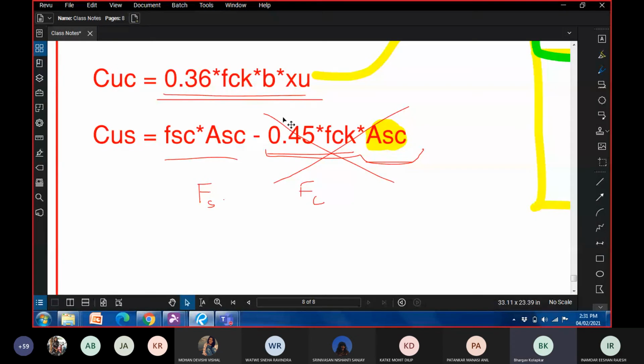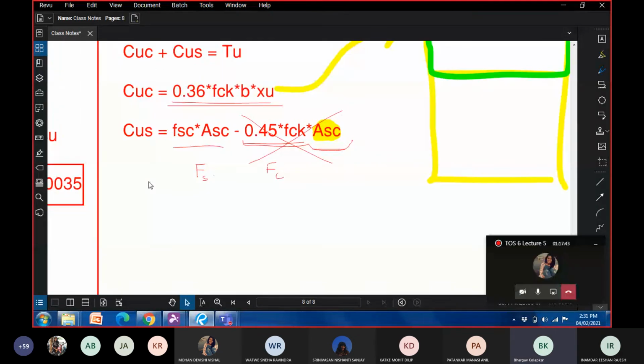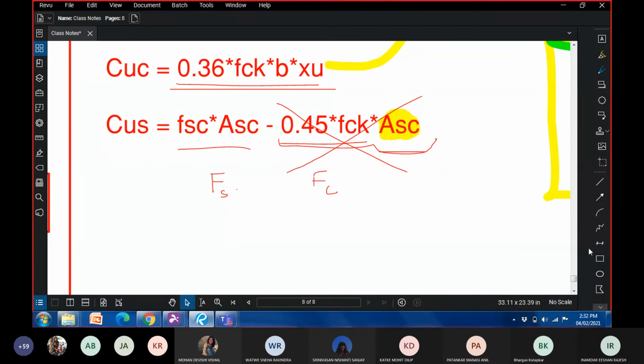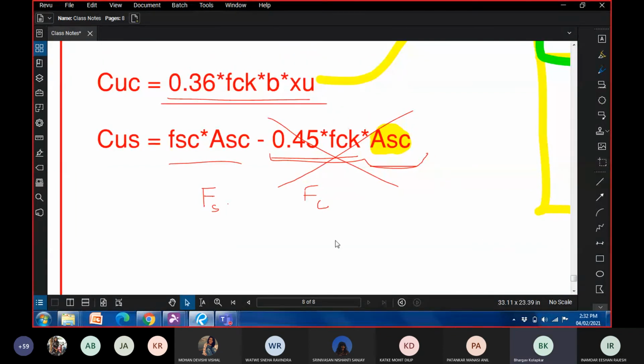Actually, we are not subtracting it. Okay. In order to avoid any confusion, the first thing that we'll do is we'll get rid of this term here. It is not going to make a lot of difference. It will be 5-6 kilonewton here and there. So let us just get rid of this term.